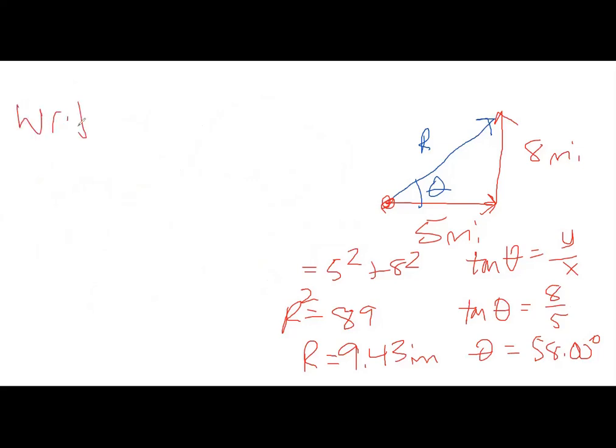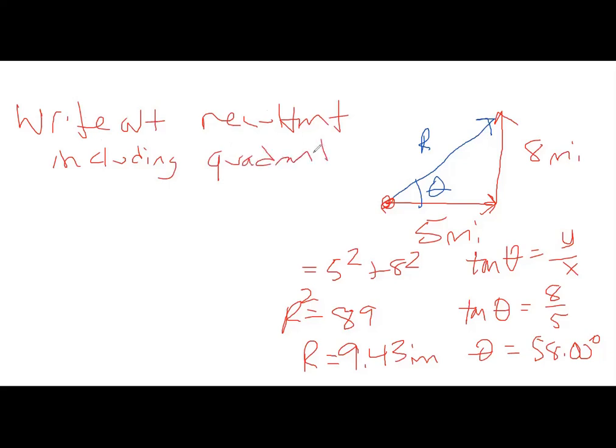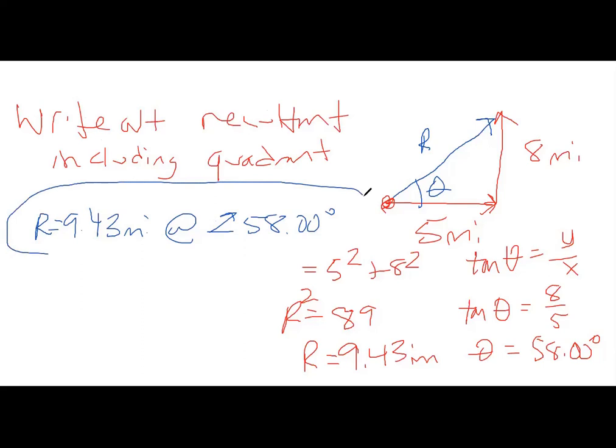And then our final step is to write out the resultant, including quadrant. And this is hard to do on my little pen system, but we say R equals 9.43 miles at an angle in the first quadrant of 58.00 degrees. This is called magnitude angle format. And that's how you solve for resultants.